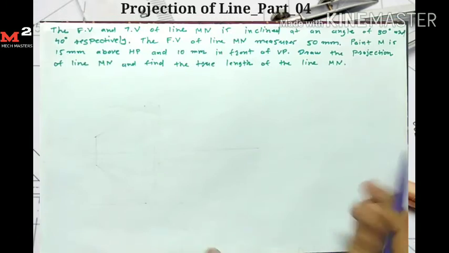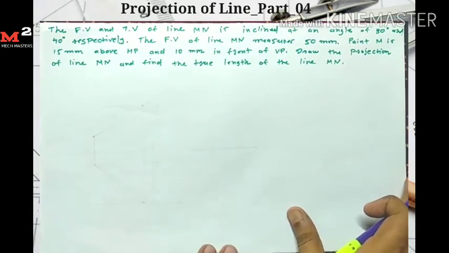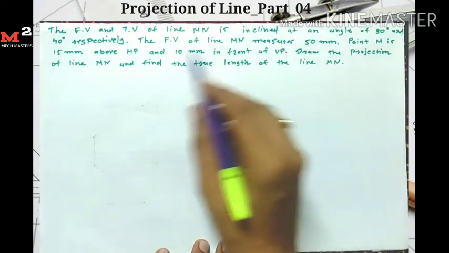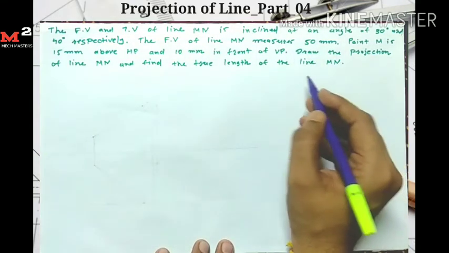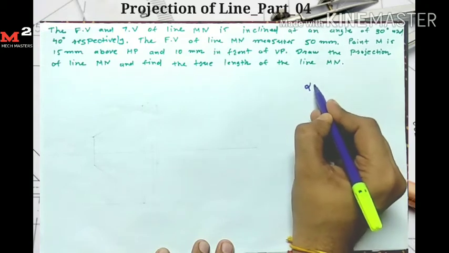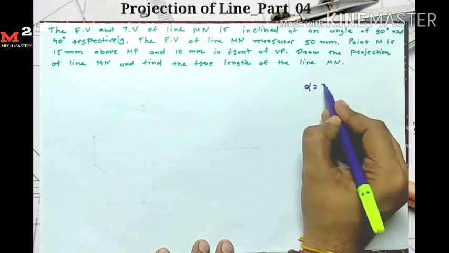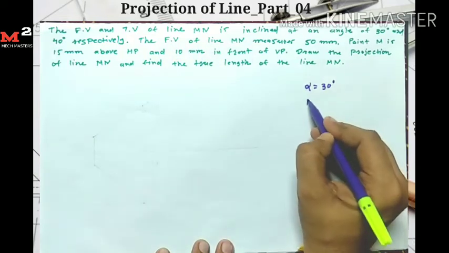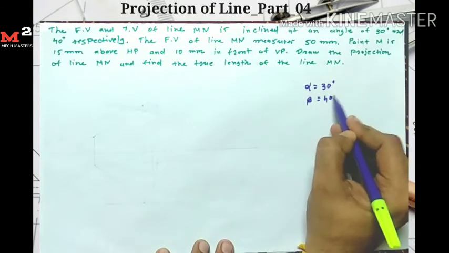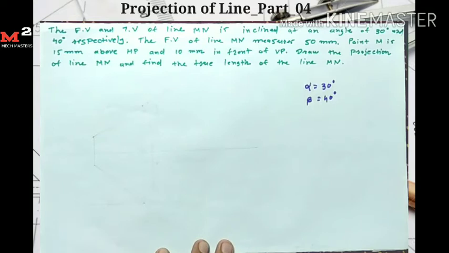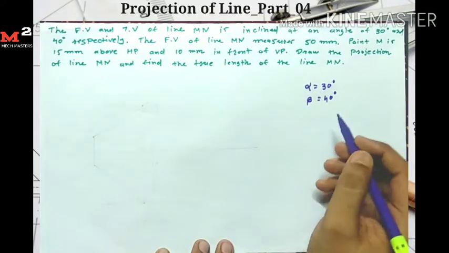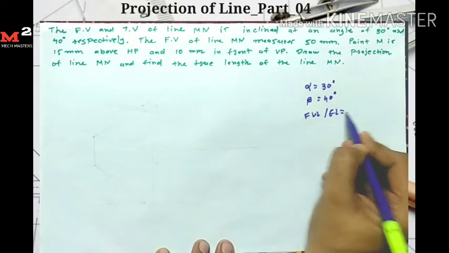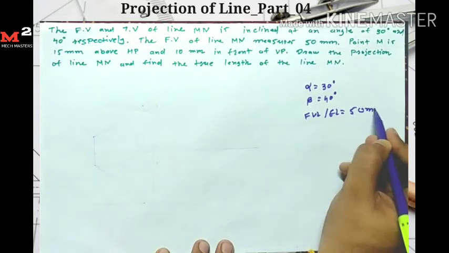Okay, in this problem, the data given is that the front view and top view of the line MN are inclined at an angle of 30 degrees and 40 degrees respectively. Means the angle made by the front view is the inclination angle alpha, which is 30 degrees, and the angle made by the top view is the inclination angle beta, which is 40 degrees. Then the front view of the line MN measures 50 mm. So front view length or elevation length is equal to 50 mm.